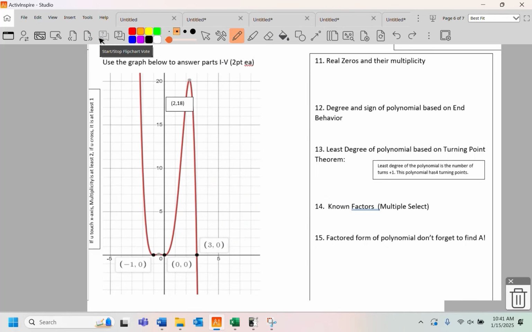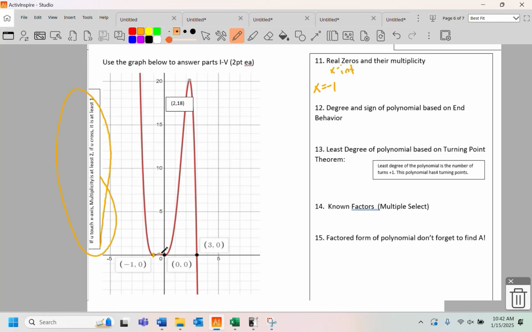Ooh, these. Use the graph below to answer parts 1 through 5, 2 points apiece. The real zeros and their multiplicity. So the zeros are the same as your x-intercepts. There's one right here where x is negative 1. You got this little note over here. You should look at it.